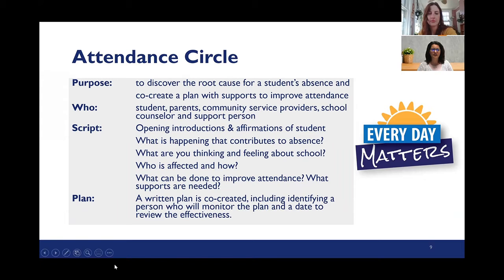Who's affected and how? And then the most important part, that lays the groundwork for co-creating a plan to improve attendance: What can be done to improve attendance? What supports are needed? We have found that this process is a real discovery process, because often what's underlying the absence is something that we couldn't have predicted or guessed. So ending with a written plan that everyone agrees to is really important, and then identifying who will monitor and follow up.